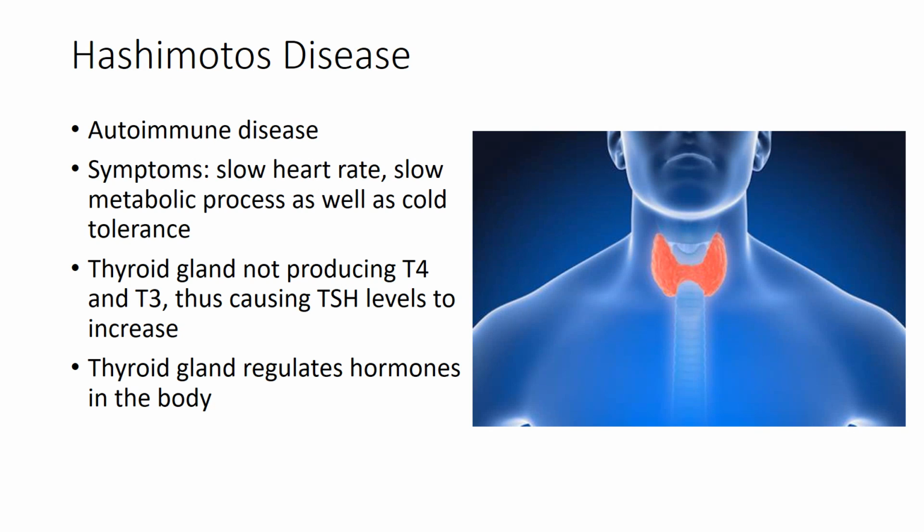Hashimoto's disease is an autoimmune disease which has symptoms that relate to slow heart rate and slow metabolic processes, so you feel groggy and slow, as well as cold intolerance. The thyroid gland is not producing enough T4 and T3, thus causing TSH levels to increase and other transcription processes to not occur. The thyroid gland is an important gland which regulates hormones in the body.